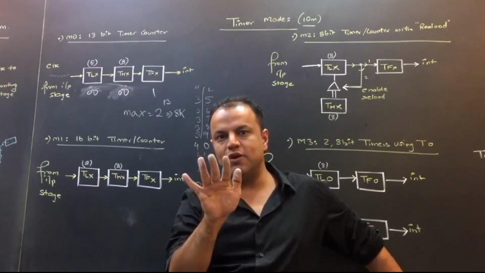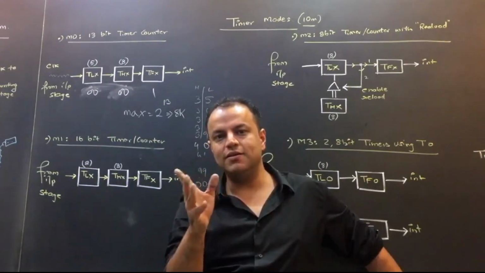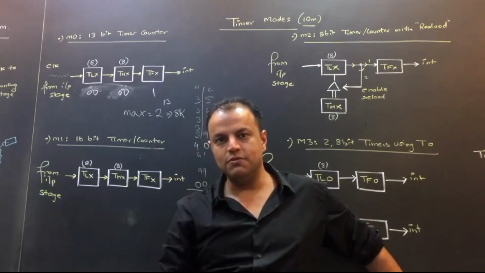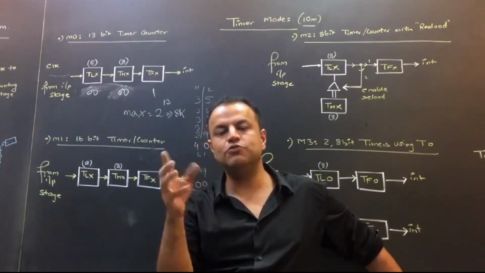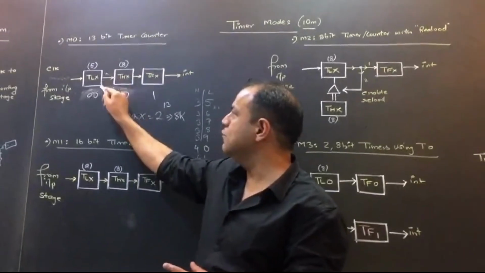5 bits means it will overflow after 1, 1, 1, 1, 1. 1, 1, 1, 1, 1 is 31. 0 to 31 are 32 numbers. That means it will go from 0 all the way to 31 back to 0. That means 2 raised to 5, 32. So after 32 pulses, it will overflow and give a pulse over here.